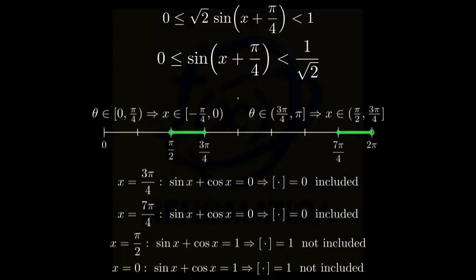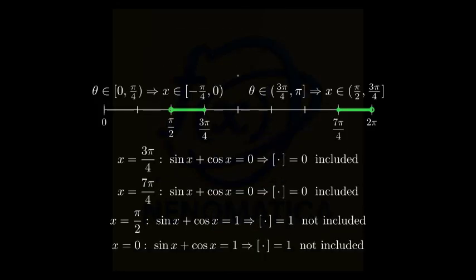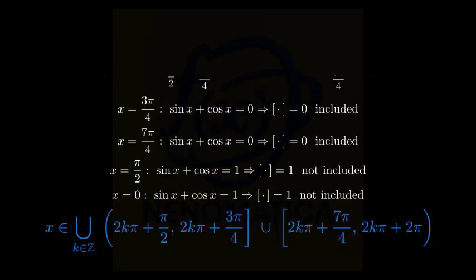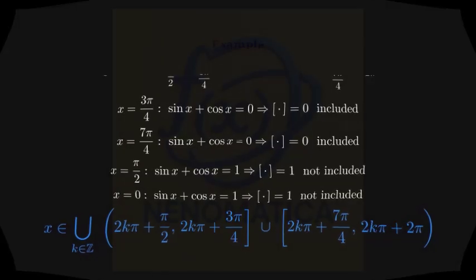Finally, include periodicity by adding 2k pi for any integer k. The full solution set is x in the union of open from 2k pi plus pi over 2 to closed at 2k pi plus 3 pi over 4, and closed at 2k pi plus 7 pi over 4 to open at 2k pi plus 2 pi for all integers k.